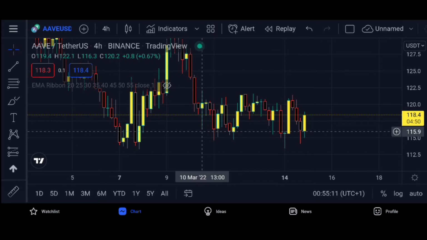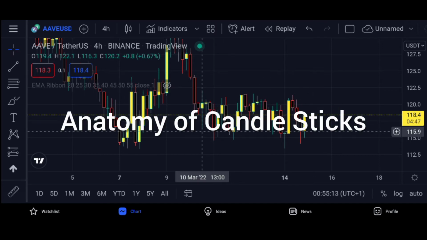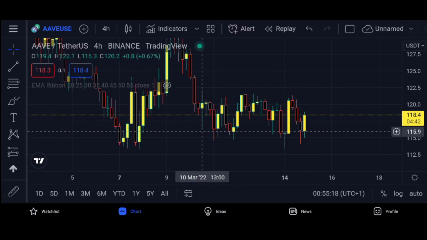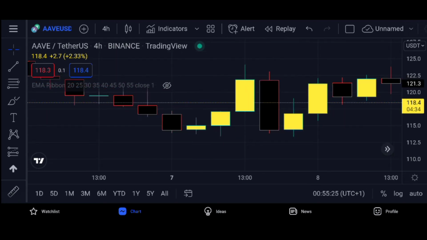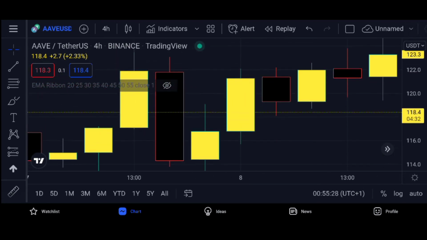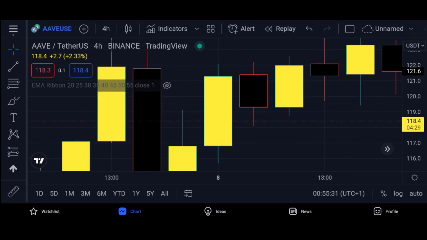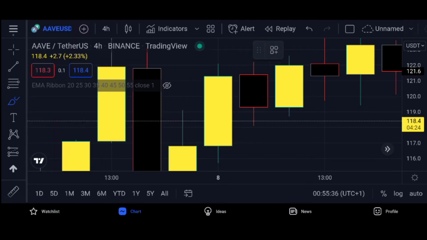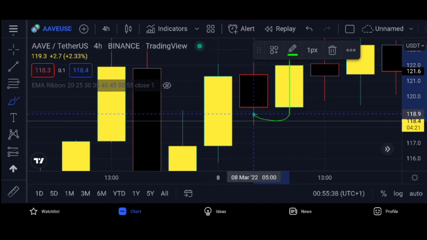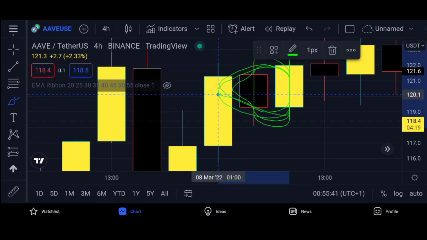Now let's go straight into the anatomy of candlesticks. Let's understand the anatomy of candlesticks. We're going to pick two candlesticks here, which we're going to sit down and study to understand the anatomy. Let's know the body parts of our candlesticks. I will be picking these two candlesticks right here. They look juicy.